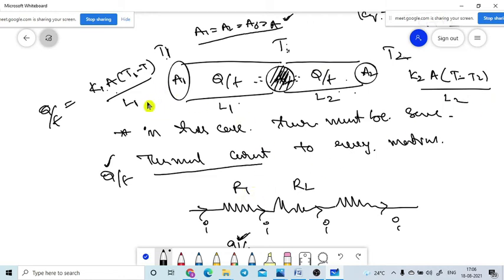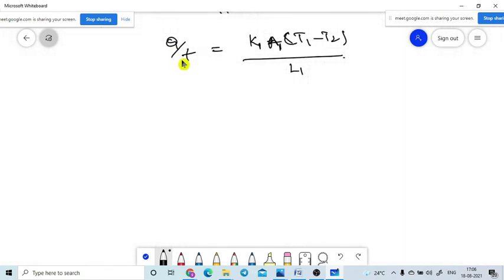What about the condition? These two must be equal, because the electric current must be the same throughout all resistors when they are connected in series. In the similar manner, the thermal current passing through conductors connected in series must be the same. That's why I am taking Q1 and Q2 as the same. Let's assume one side is Q1 by T1, the other side is Q2 by T. Then these two must be equal.